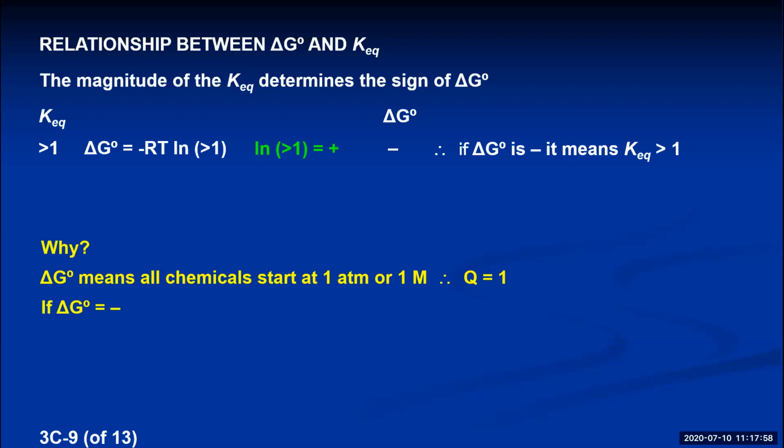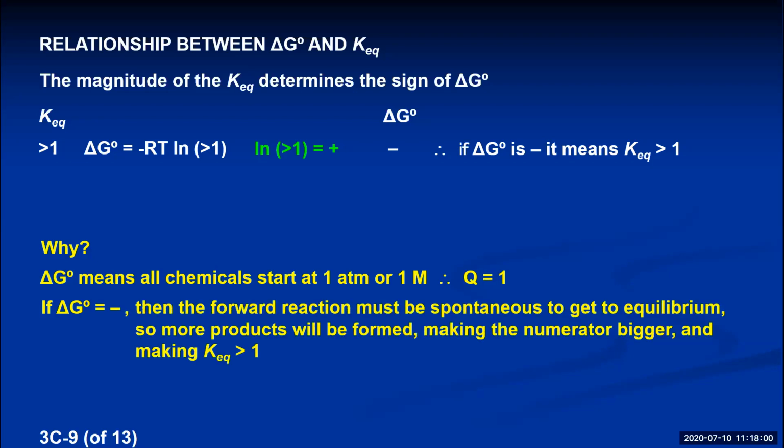It's going to be an equilibrium constant bigger than 1. So if delta G naught is negative, we know the forward reaction must be spontaneous to get to equilibrium. So more products will be formed, making the numerator bigger, and it makes the Keq greater than 1. It has to be, okay?